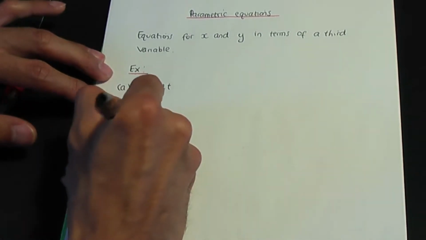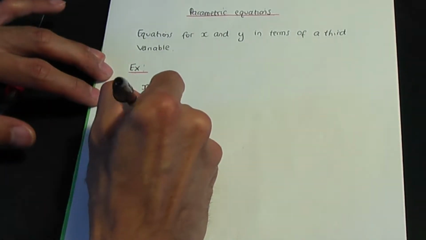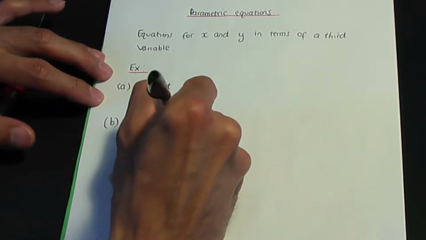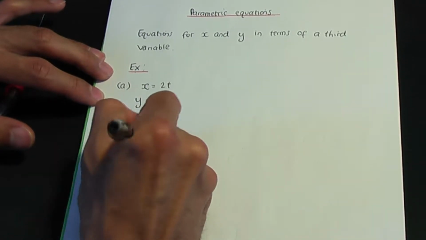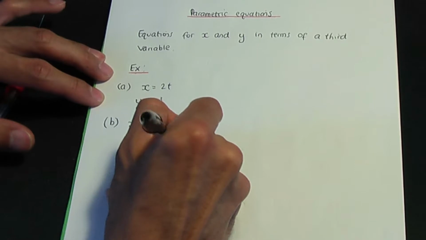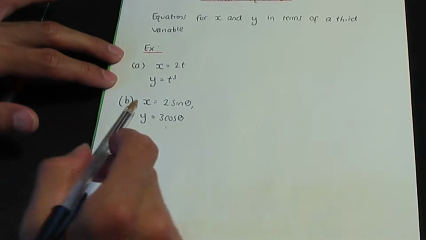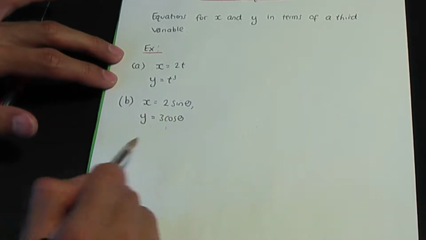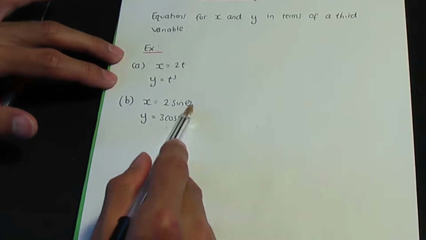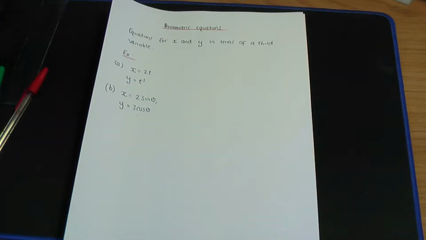Okay, part B, let me give you another example. X equals 2 sine theta and y is equal to 3 cos theta. Again, another example of a set of parametric equations, since I have equations for x and y in terms of a third variable, and the third variable being theta. Okay. Now, it is possible to get rid of the third variable in order to get one equation in terms of x and y only. And the one equation in terms of x and y only is called the Cartesian equation.